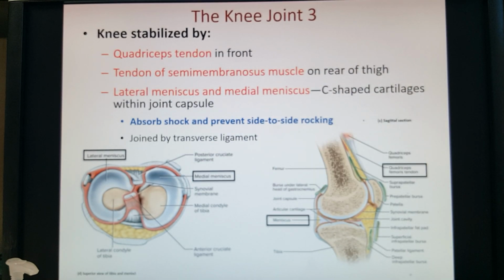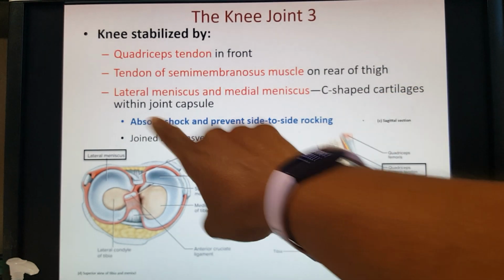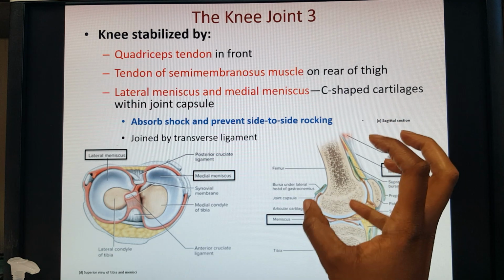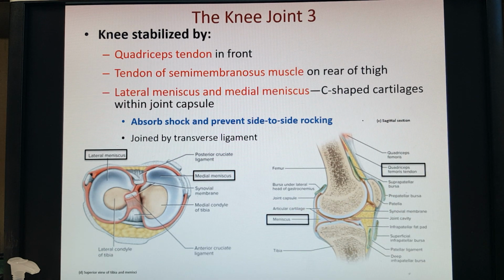So just like your acetabulum is a deeper cut for stabilization, those fibrocartilages make a deeper cup for that joint. It also prevents side-to-side rocking, absorbs shock, so it just holds everything in place so you can walk and do everything you do on your knee.